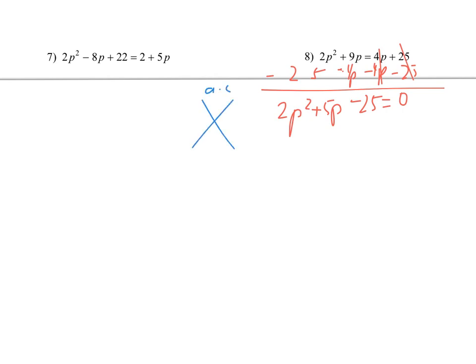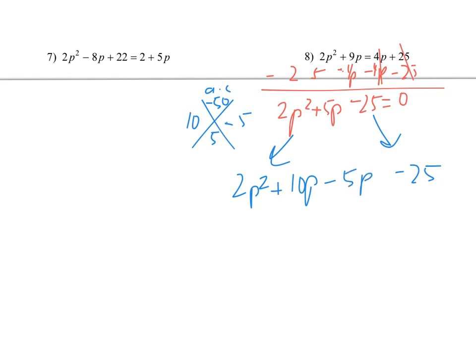Now I do need a times c up here. Since I have an a value now, I need to multiply that, so it'll be negative 50 and 5. I also know that since I have this 2p squared, I'm going to have to use my grouping technique. And so I'm just going to set that up so I don't forget about it. And so now the two numbers that multiply to this are 10 and negative 5. So I'm going to put this in either order here, plus 10p and then minus 5p.